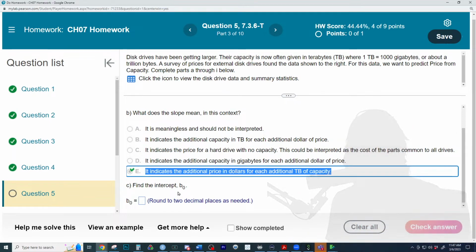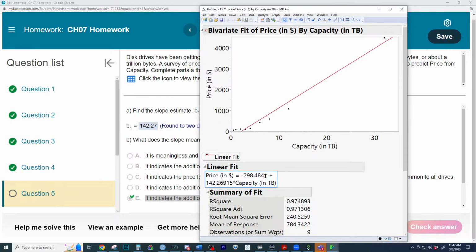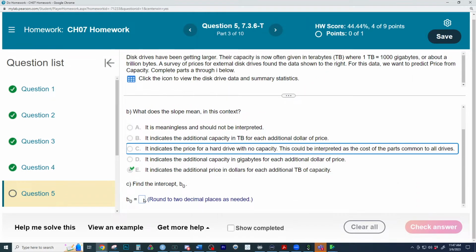The intercept is the one that I talked about, a hard drive with no capacity right there. And make sure to grab that negative. It does go down here and you can see where it hits. It is negative. So don't forget the negative.